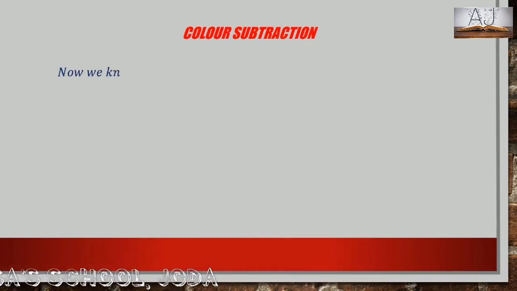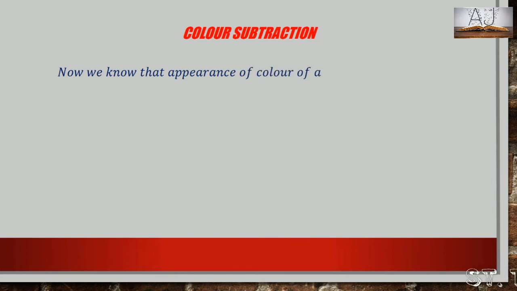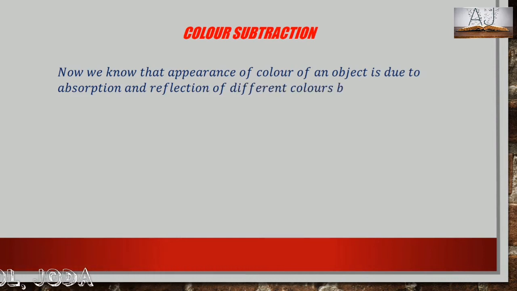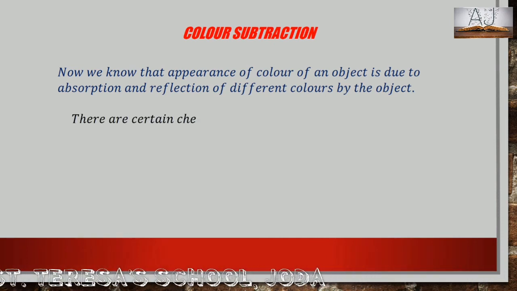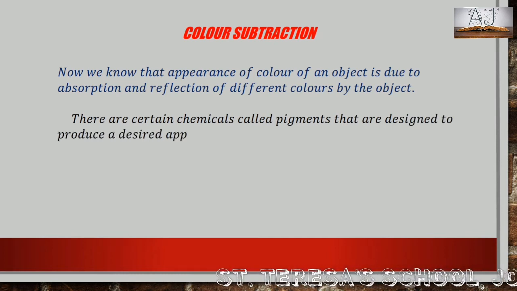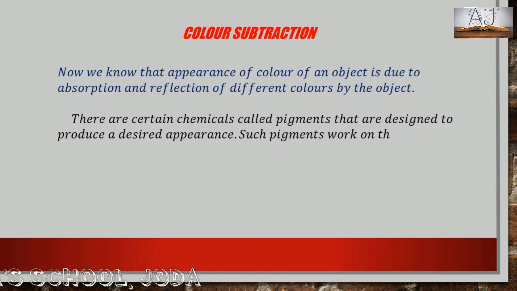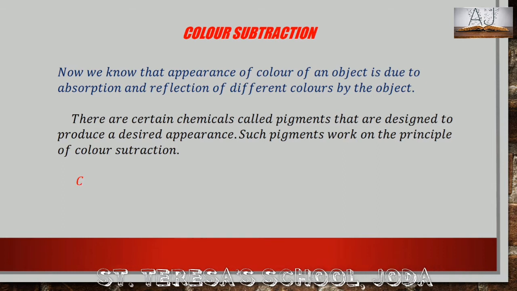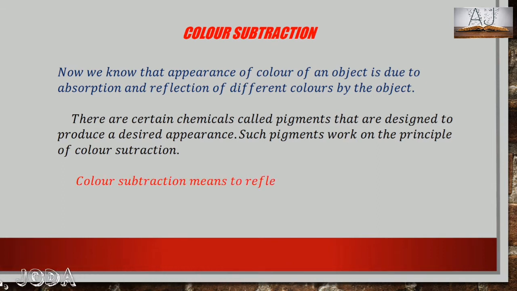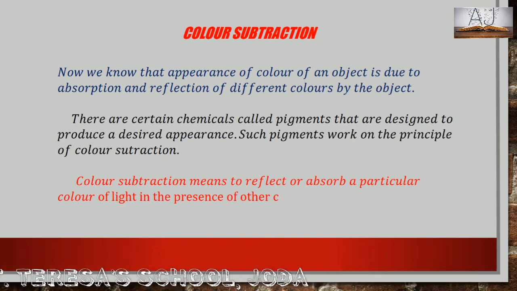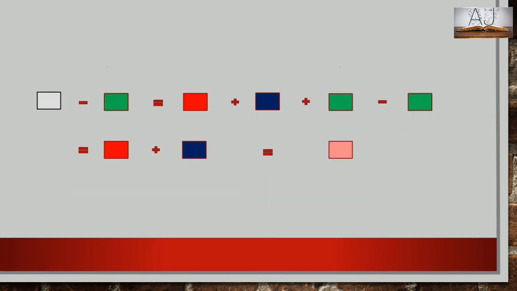Now we'll see about color subtraction. Now we know that the appearance of the color of an object is due to absorption and even reflection of the different colors of the light by the object. So therefore we can say that the object is capable of reflecting and absorbing a certain color of light. It depends on the pigment which it contains. So such pigments work on the principle of color subtraction. Now what is it? Color subtraction means to reflect or absorb a particular color of light in the presence of other colors of light.